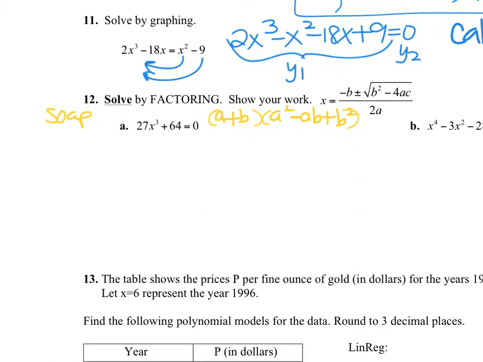So when you factor the difference or sum of 2 perfect cubes, you're going to factor it as a binomial, and that's going to give you your one real answer, times a trinomial. That will be a quadratic function that you will have to use the quadratic formula right there.